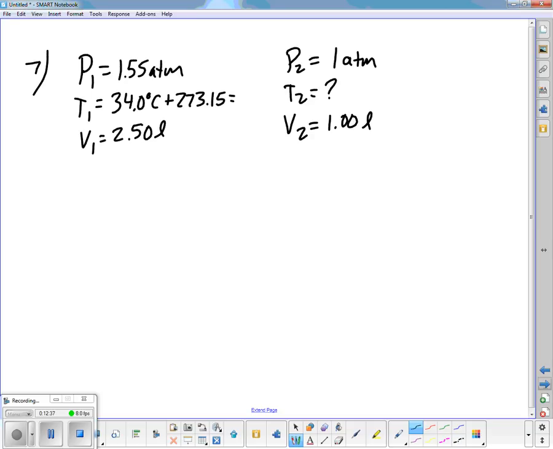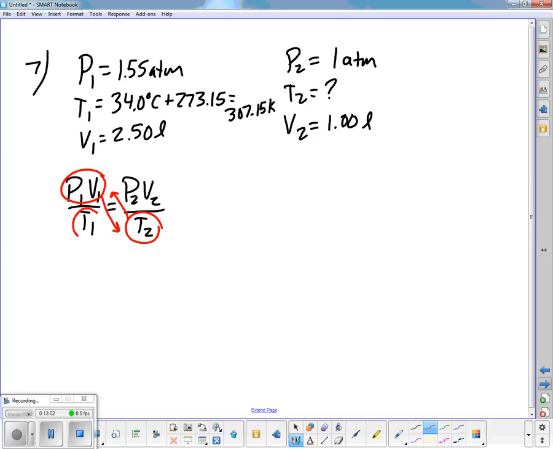So the temperature of the first one is 307.15 K. All right, so we're doing the combined gas law again. P1 V1 divided by T1 equals P2 V2 divided by T2. And we are searching for T2. So I need to move it up. When I move it up, this comes down, and this goes up. So T2 is equal to P2 V2 T1 divided by P1 V1. Probably should do that in different colors. This one goes up.